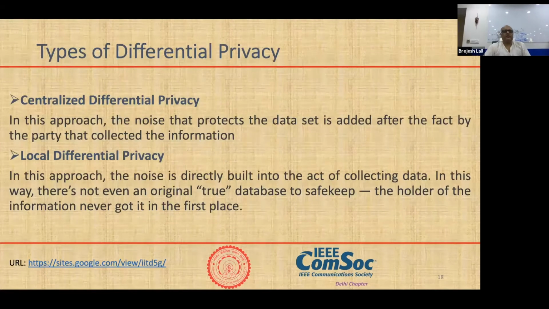So you could have centralized differential privacy, where you give data which contains privacy information, and then you add noise to it. The other approach is local differential privacy, where when the person shares his data, it already has some level of noise, and therefore nobody ever sees his or her real data. Both of these mechanisms ensure that the privacy is not compromised.